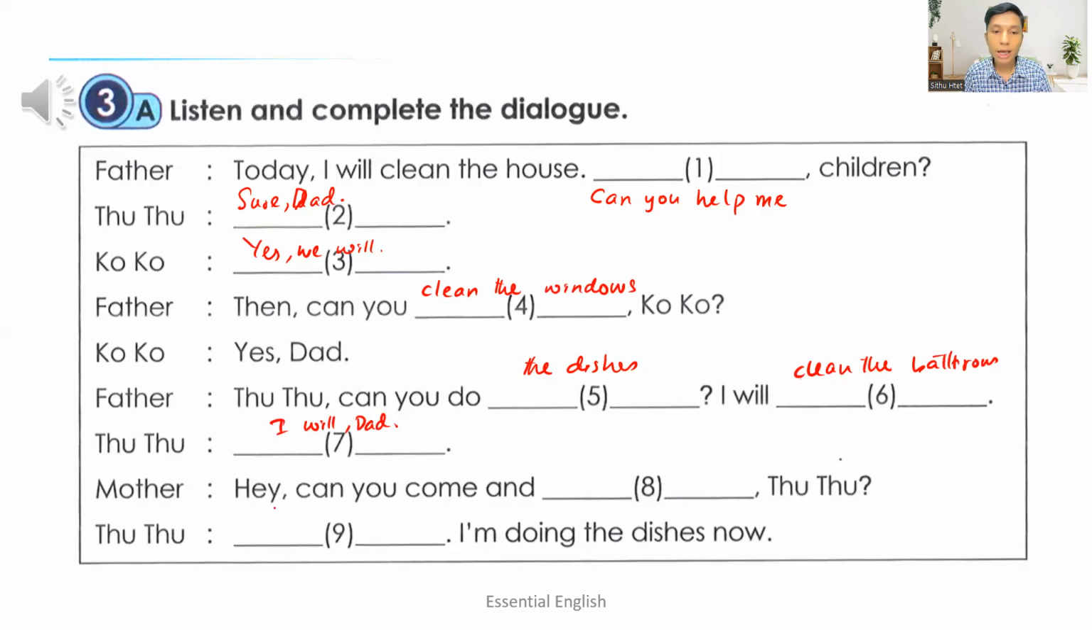At the time, mother said, hey, can you come and water the plants, Dudu? So the mother wants Dudu to water the plants. Maybe the plants are dry, so she wants to water the plants. Dudu said, I'm sorry, ma'am. I'm doing the dishes now. So she's busy and she doesn't have time to water the plants.